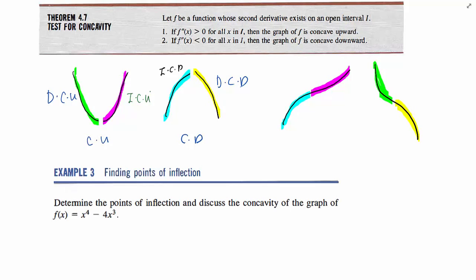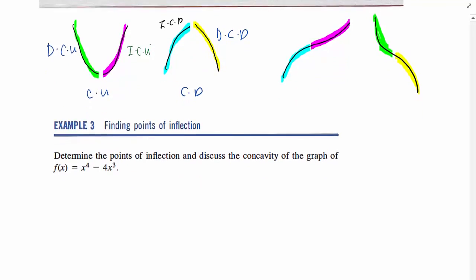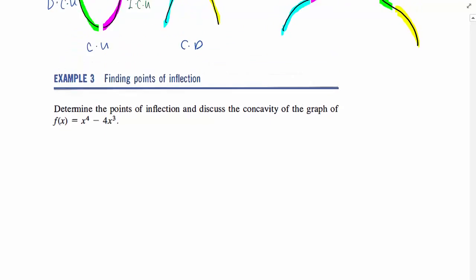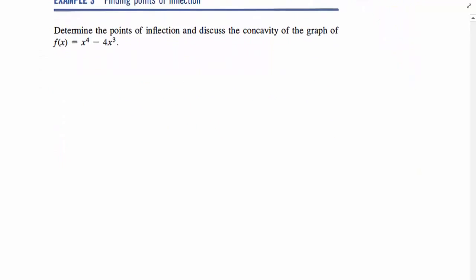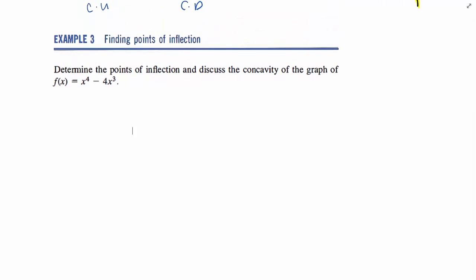Okay, look at this example here. So finding points of inflection. So determine the point of inflection and discuss the concavity of the graph of f(x) equal to x to the fourth power minus 4x cubed. Okay, so as we see in this theorem, to find concavity, we need to do the second derivative. Then how to find the second derivative? Yes, you take the derivative one more time after you did the first derivative here. Okay, so let's do it.